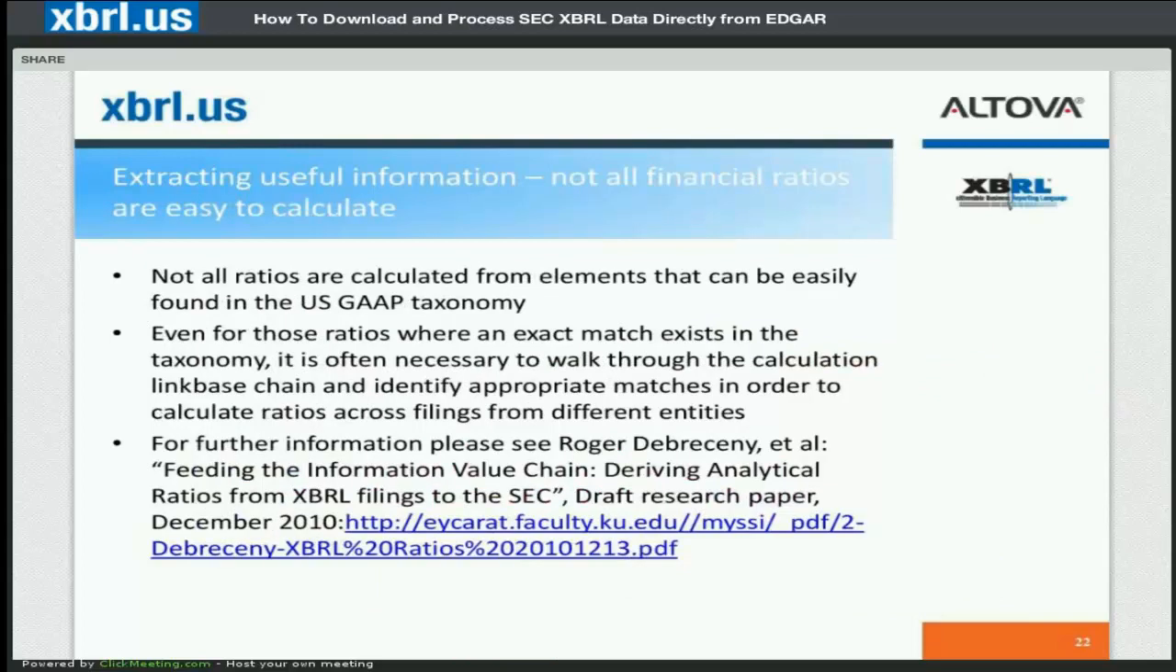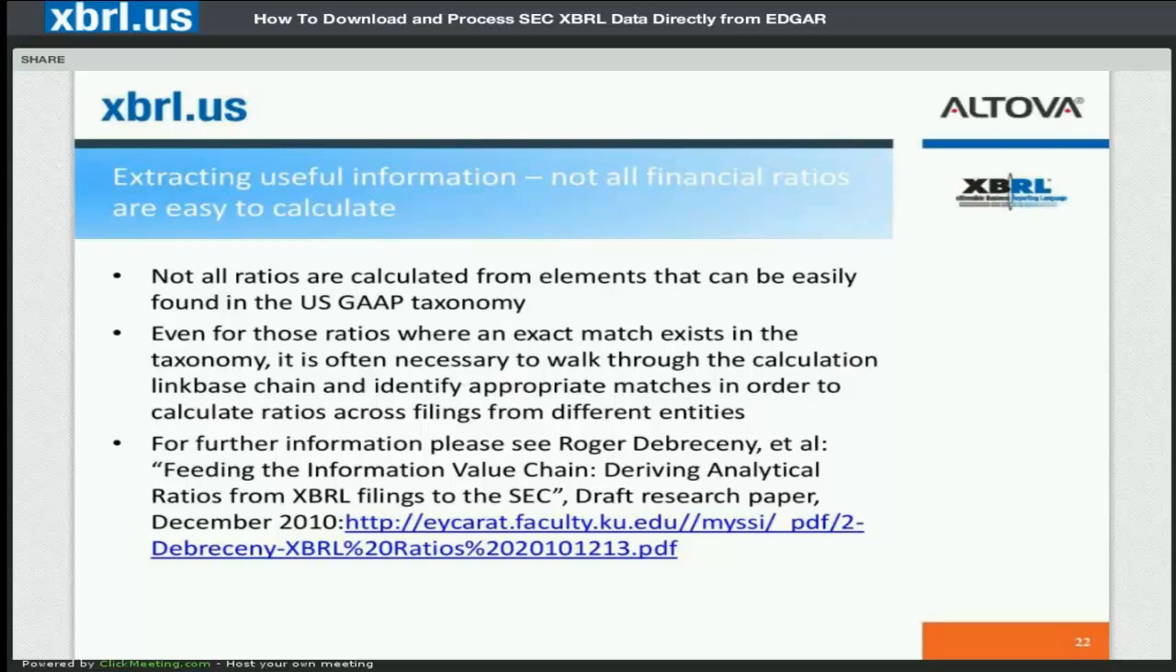However, not all of the ratios that are used commonly in financial analysis can be easily calculated from elements that are actually found in the US GAAP taxonomy. There is a really nice draft research paper available by Roger Debreceni and others entitled Feeding the Information Value Chain, Deriving Analytical Ratios from XBRL Filing to the SEC. The draft paper is dated December 2010 and is available on the web under this URL here.